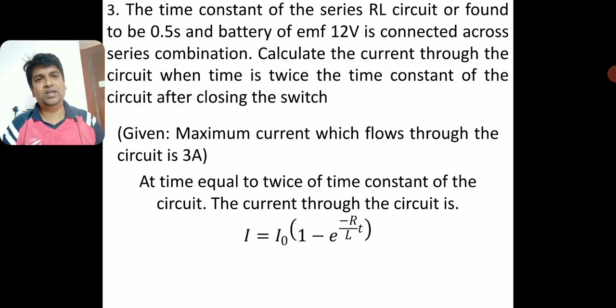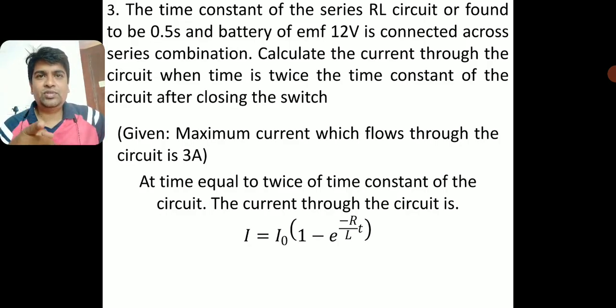Only that much data is given. Now it is clear that this time is twice the time constant of the circuit after closing the switch. We know what the time constant is here. Time constant is L by R.